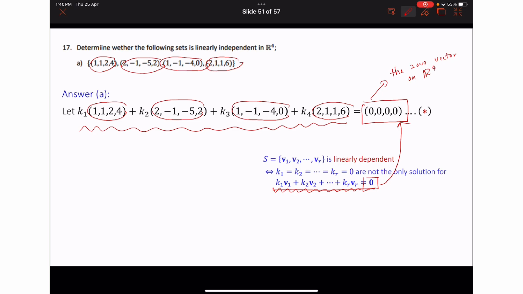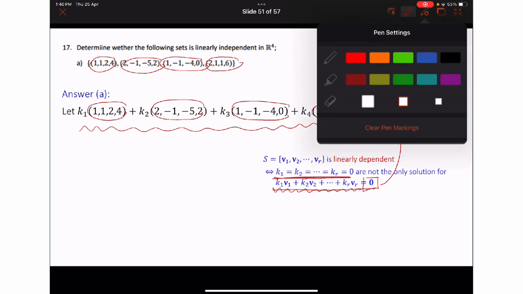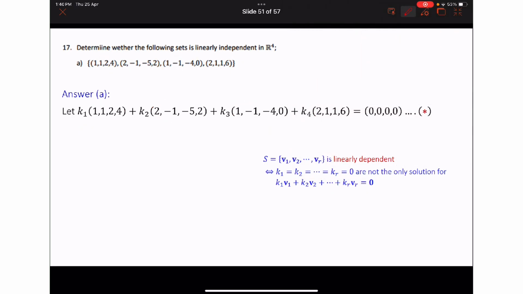possible values for K1, K2, K3, and K4. Are they all zeros, or are there any other values of K1, K2, K3, and K4? To do that, we look at this equation that we have just written down here, the star equation.